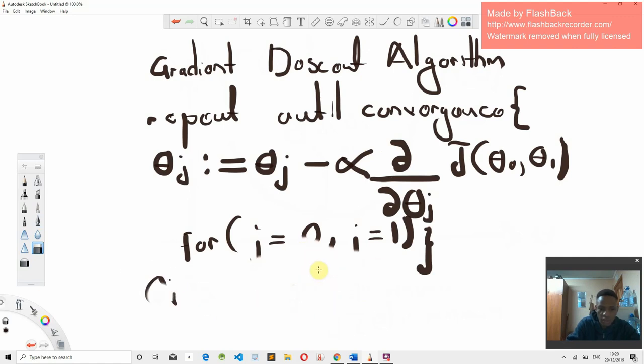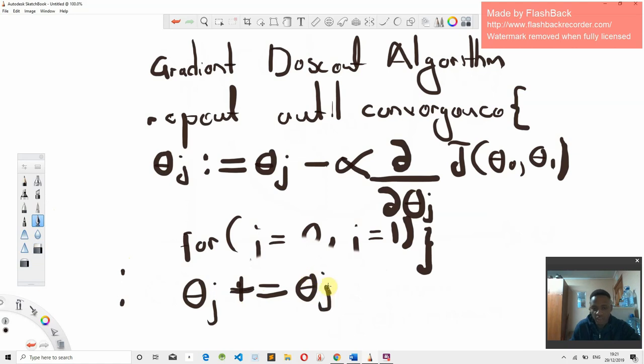If we take a look at this assignment operator, it simply tells us that theta j is updated from its previous value of theta j. So if we change this value of theta, and then in the future this value of theta changes again, we are going to update it from this value of theta. That's how this assignment operator works.